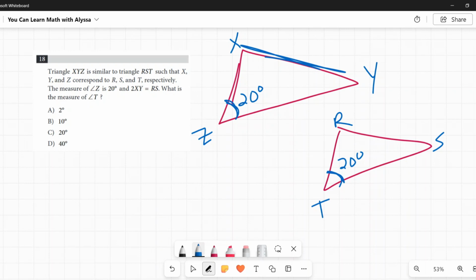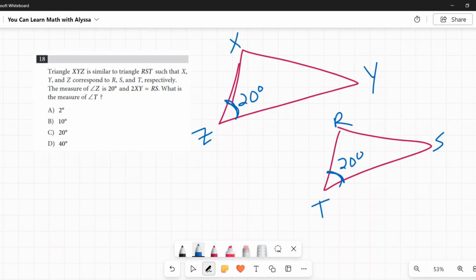And you go, wait a minute. Did I need to know that 2 times XY is equal to RS? No, you didn't. They love doing this with similar triangles. They throw in information, sometimes a lot of information, that doesn't matter at all. I guess they're trying to trip you up and make you think, well, if RST is a bigger triangle, twice as big, then angle T must be twice as big. And if you look at our answers, yes, that is one of the options where the angle is twice as big. But no, that is extraneous.